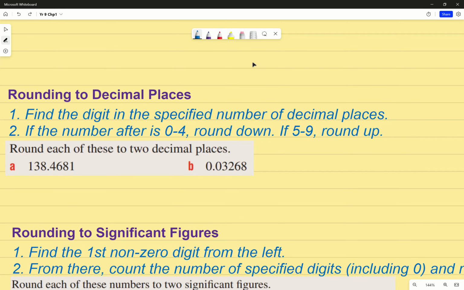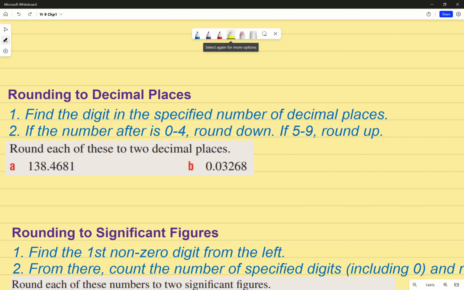For rounding decimal places, it's pretty straightforward. You already know the process for this. First step is to find the digit in the specified number of decimal places. Anytime you're asked to round, it always tells you to round to X number of decimal places, for example 2 or 4, whatever it is. In this case, we're rounding to 2 decimal places. If the number afterwards is 0 to 4, you round down. If it's 5 to 9, you round up. Pretty straightforward.